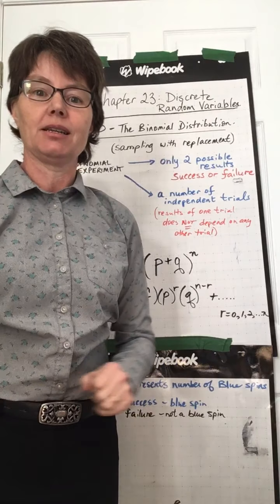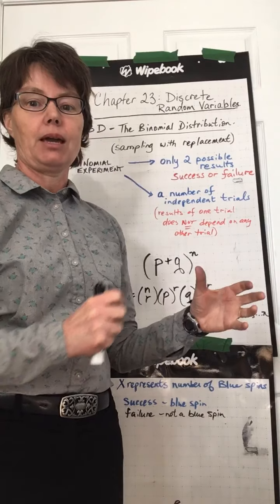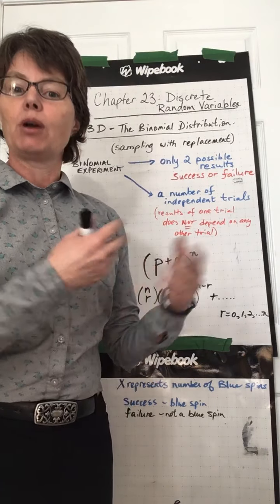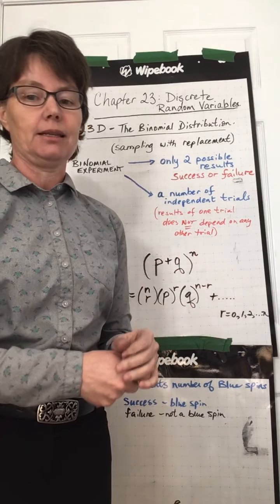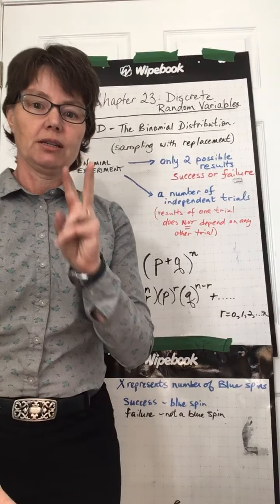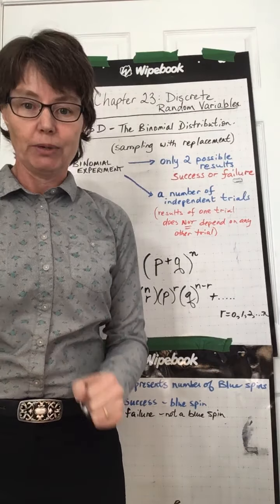So that means if I'm doing a trial, removing something and putting that back in and then doing that exact same trial again. That way the probabilities for every trial remain the same. Okay, so sampling with replacement. There's two things that determine whether an experiment is a binomial experiment or not.